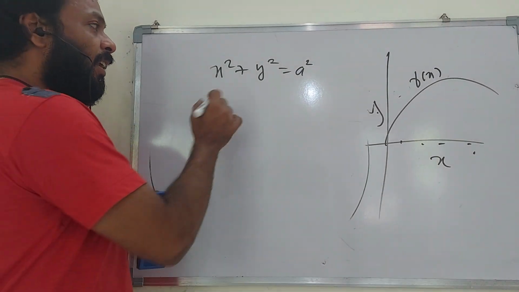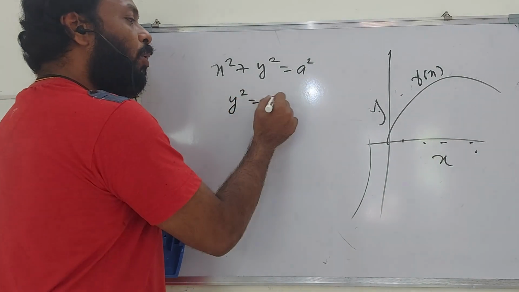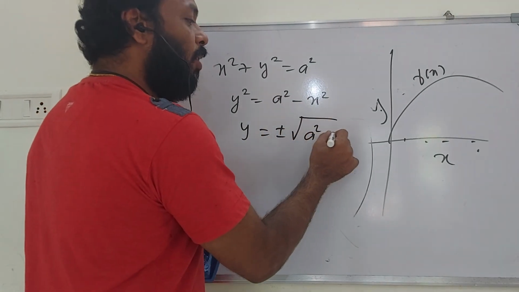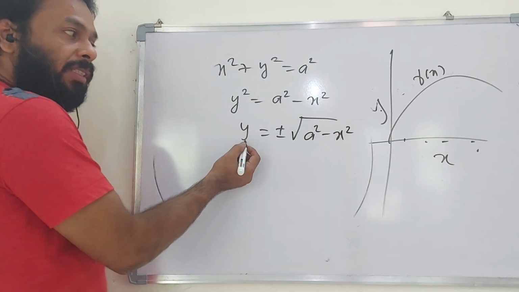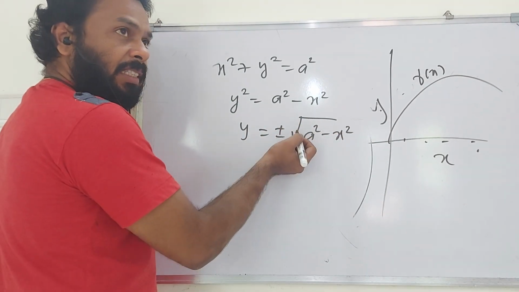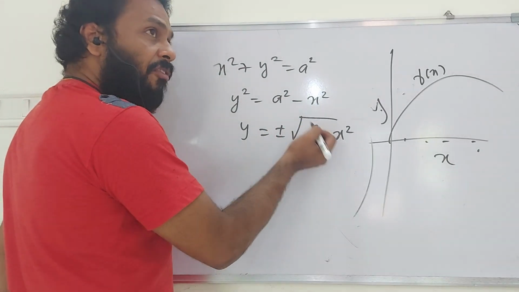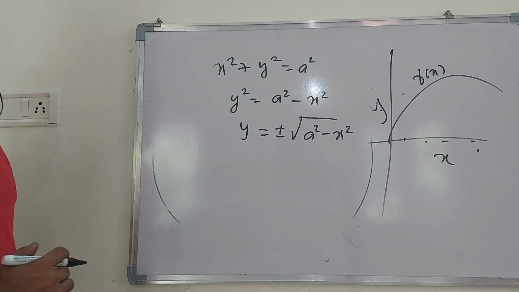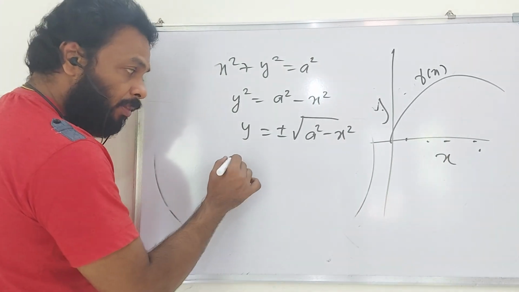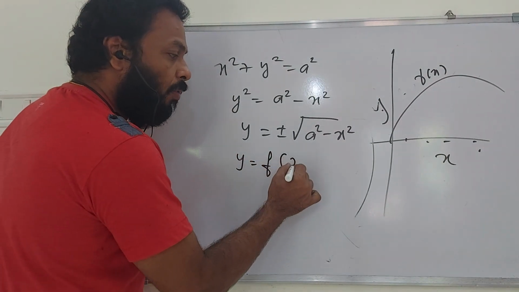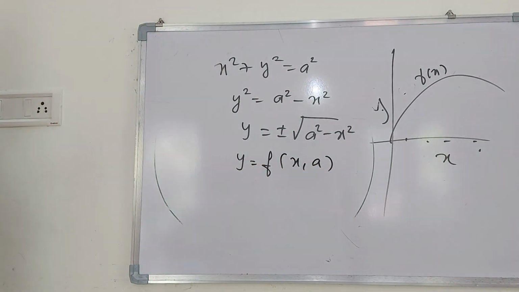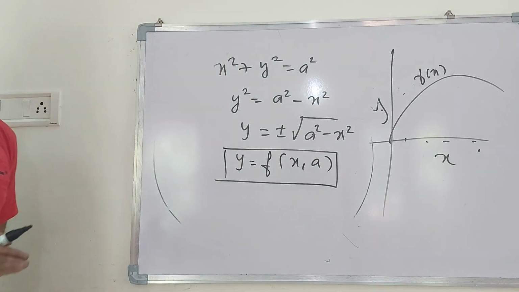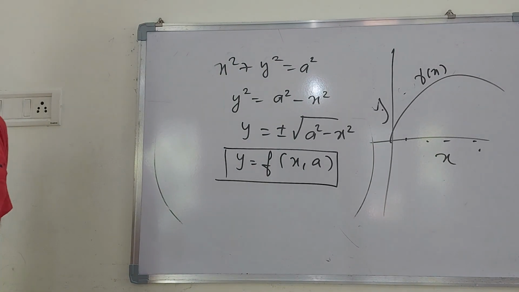Okay. Generally, this equation can be written as y square equal to a square minus x square, or y equal to plus or minus root of a square minus x square. Y depends on x and a, where a is considered as a parameter. As a varies, we get a family of circles, all having the origin as center. So its general form is y equal to a function of x and a. Such equations or such curves are called one parameter family of curves.